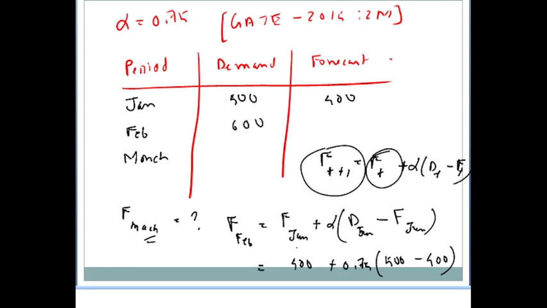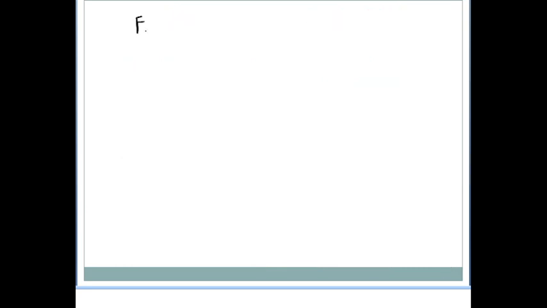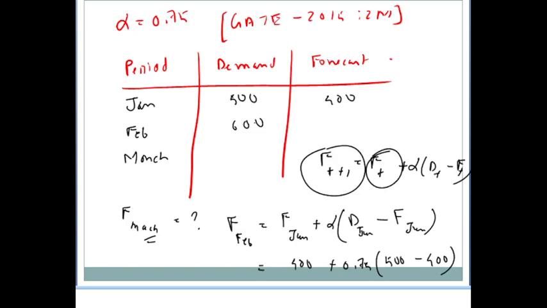Let me calculate it for you. This is 400 plus 0.75 into 100, which will be 475. So the forecast for February, F of February, is obtained to be 475, and the actual sales for February is given to be 600.